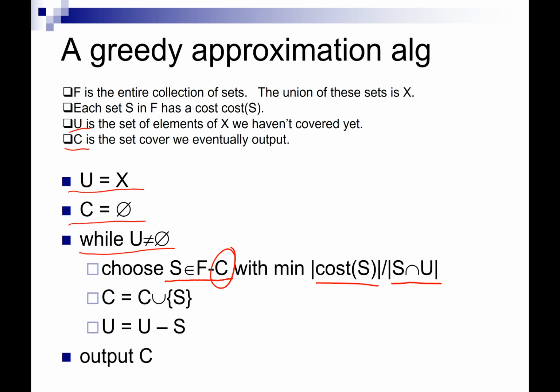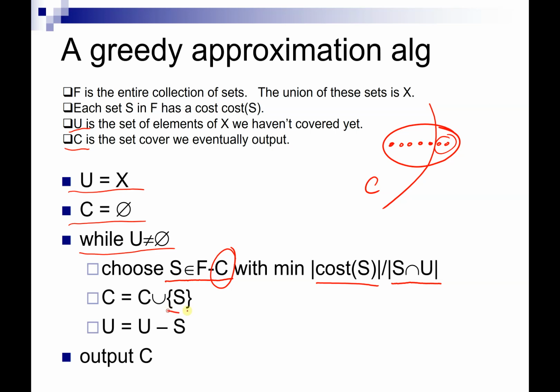So for example, maybe you have the set over here, and maybe it covers a bunch of elements. But maybe many of these elements have already been covered by the rest of C. In that case, this set can actually only cover 2 additional elements. So we're going to look at the cost of this set divided by the number of new, uncovered elements that it can cover. And we're going to pick the cheapest among those sets.